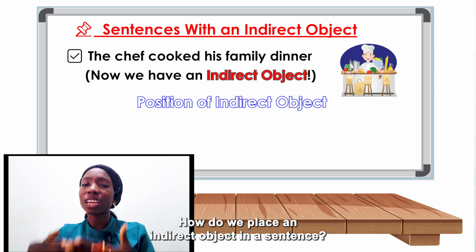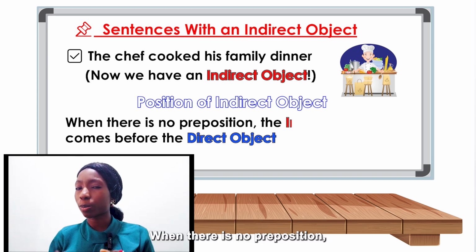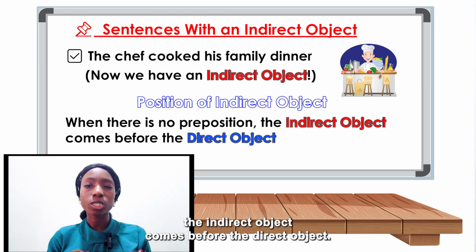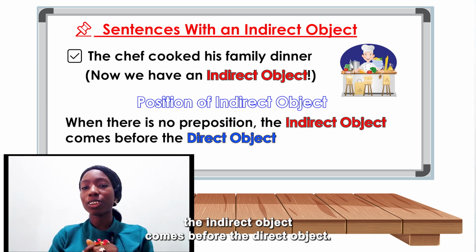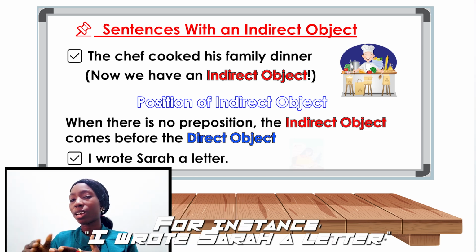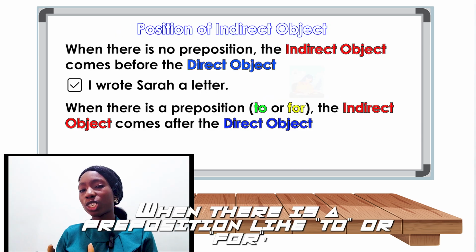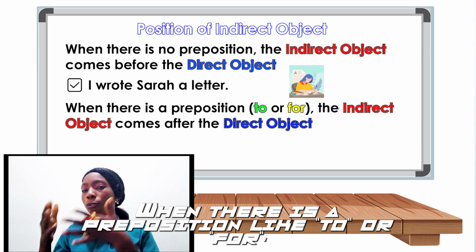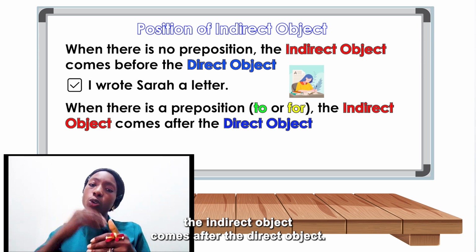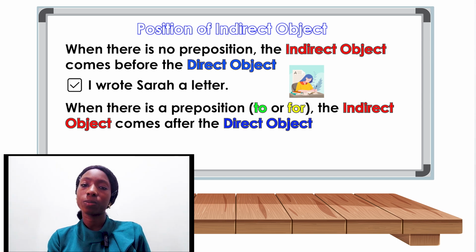How do we place an indirect object in a sentence? When there is no preposition, the indirect object comes before the direct object. For instance, I wrote Sarah a letter. When there is a preposition like to or for, the indirect object comes after the direct object.